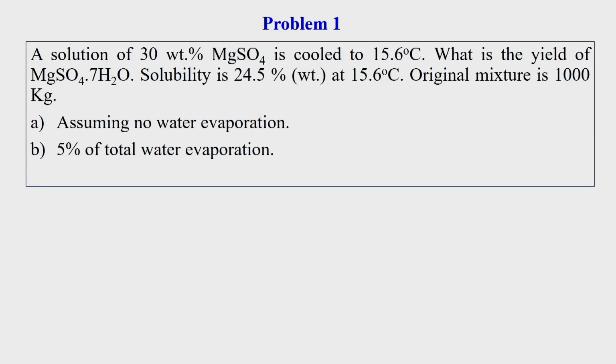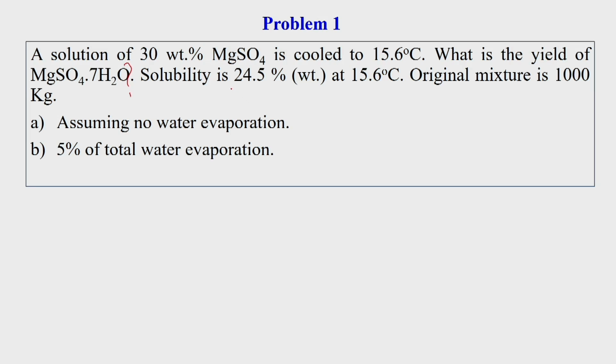Now, we will solve one problem on how the yield is calculated, with or without water evaporation. It is a very simple problem. A solution of 38% magnesium sulphate is cooled to 15.6 degree Celsius. The initial temperature will be the room temperature, and we assume that at room temperature the magnesium sulphate solution is unsaturated. And what is the yield of MgSO4 7H2O? We need to calculate this.